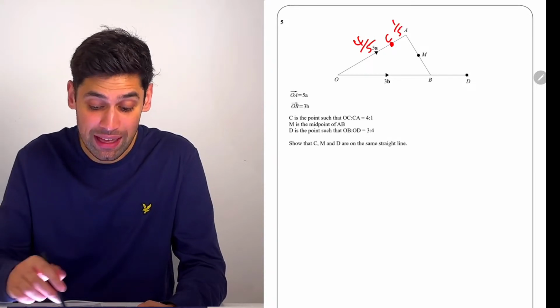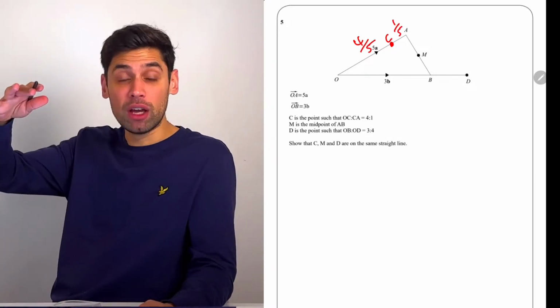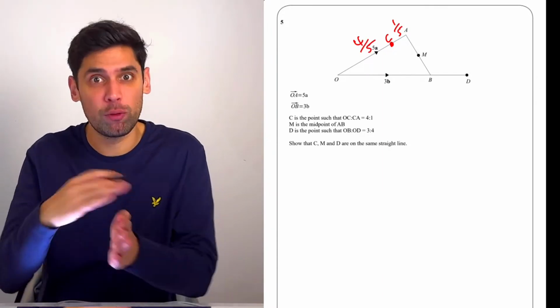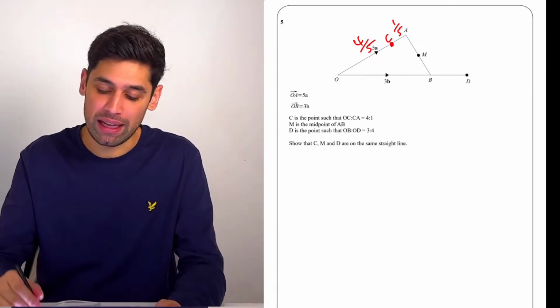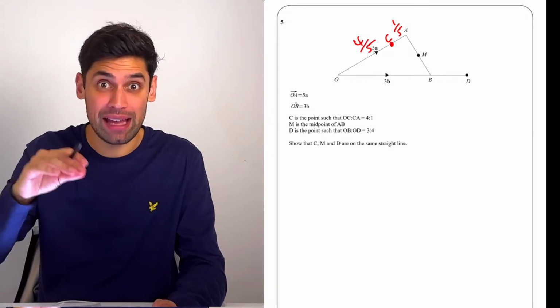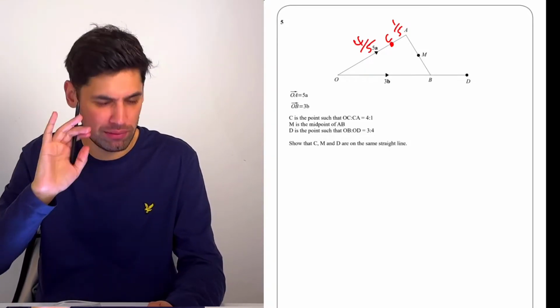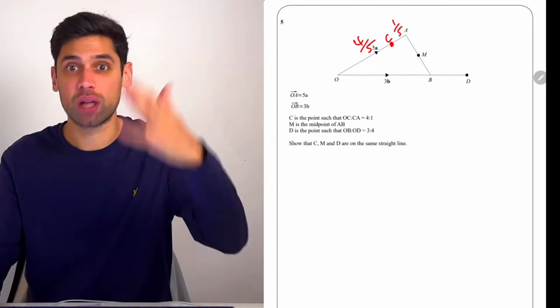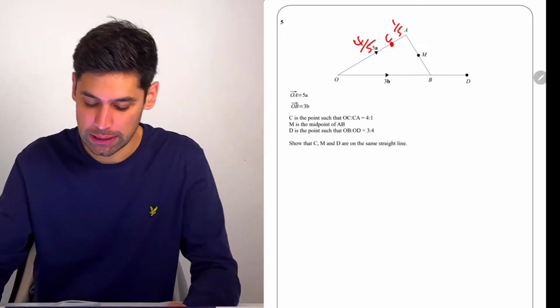And what's quite nice is the length of O to A is 5. So splitting that up into fifths is going to be so easy. So O to C is just going to be 4A because it's 4/5 of 5. And C to A is just going to be A because it's 1/5 of 5. So that's going to be very, very nice. M is the midpoint of AB. We can see that. Midpoint's always great because you just half whatever vector you're trying to find.